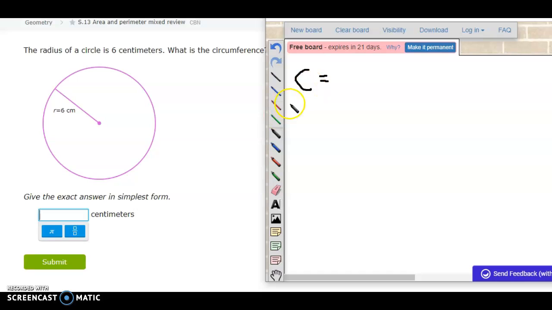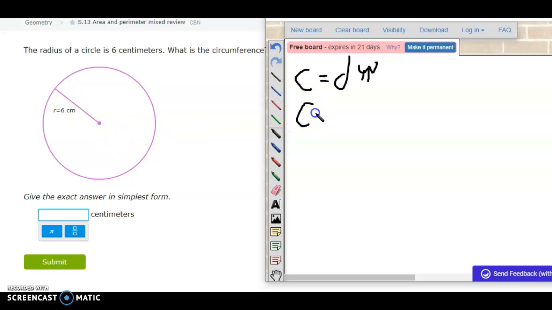So the circumference formula is diameter times pi. So then I need to plug in the information that I'm given. Well, for this, I'm only given my radius. But if you're given your radius, we can find our diameter. How can I find my diameter? That's right. The diameter is 2 radius put together. So 6 plus 6, my diameter would be 12.